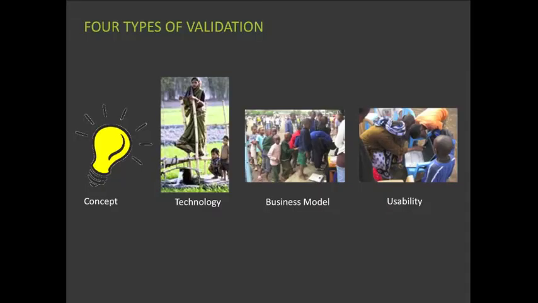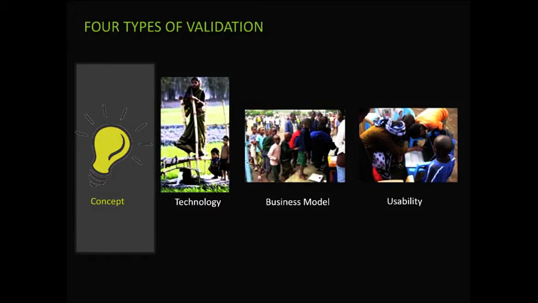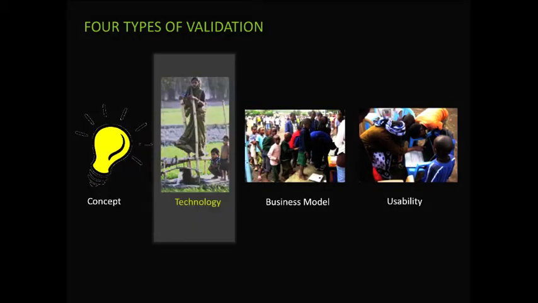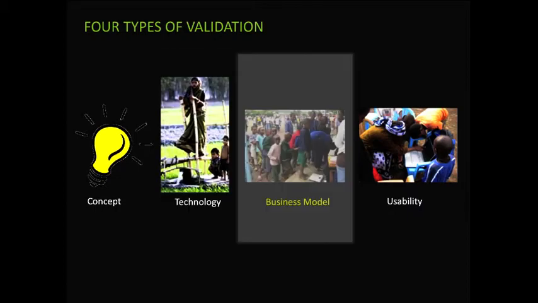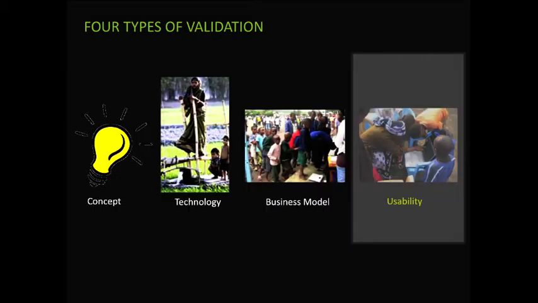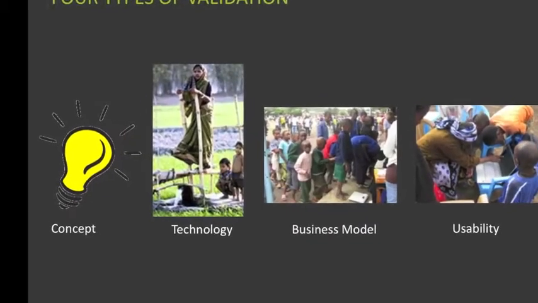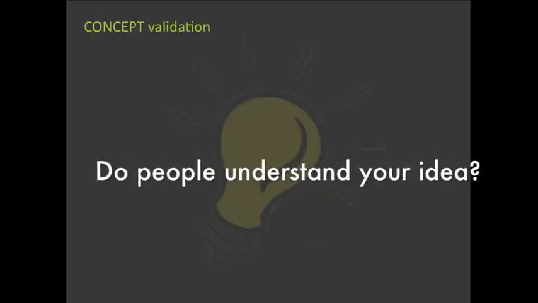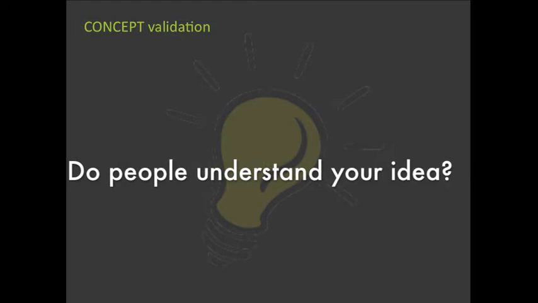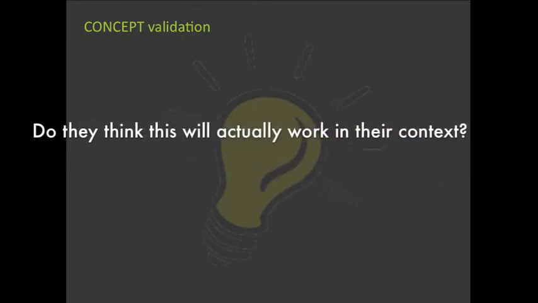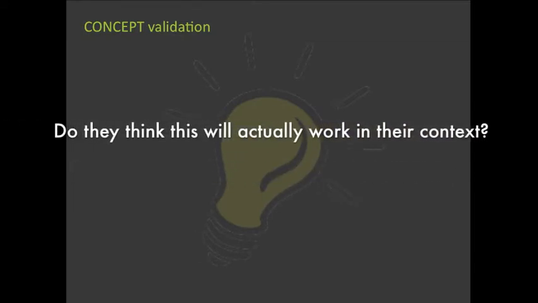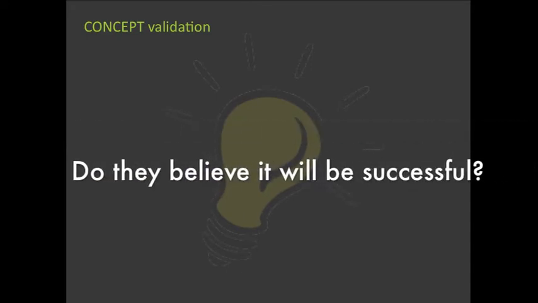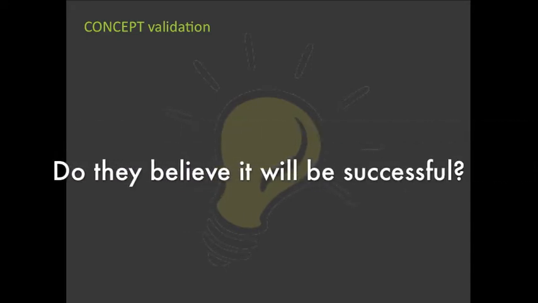There are 4 types of validation. There is concept, technology, business model, and usability. The first type of validation is concept. Make sure that people understand your idea. Make sure that they think that this will actually work in their context. And make sure that they believe this will actually be successful.